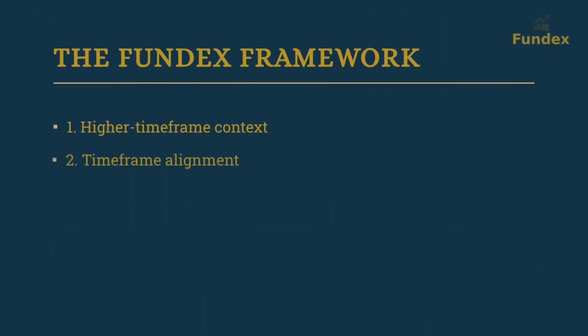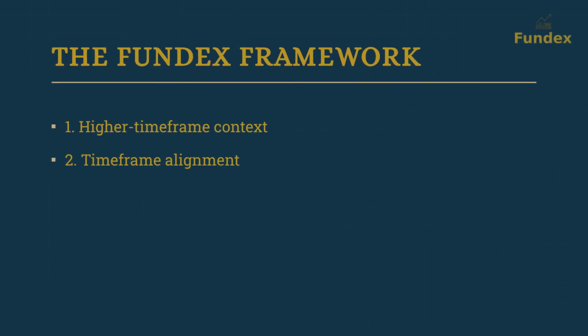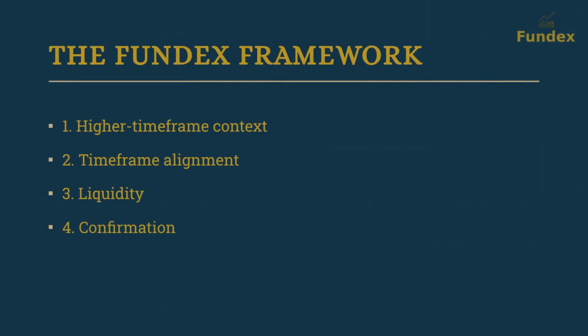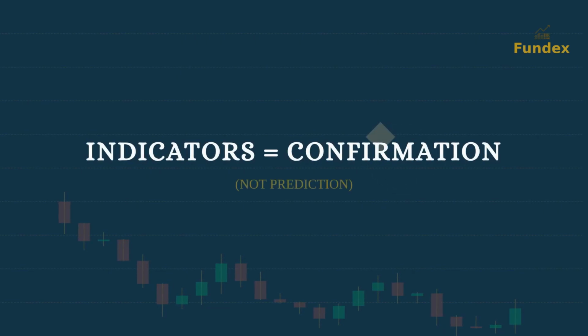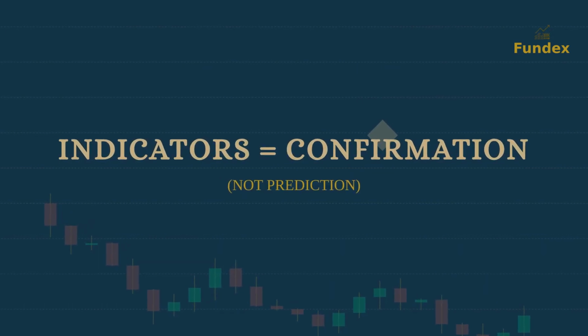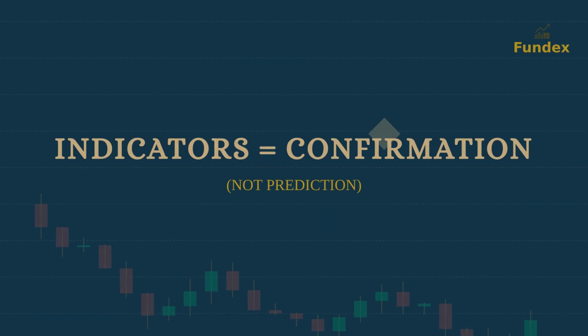First, higher time frame context. Second, time frame alignment between the 4-hour and 1-hour charts. Third, liquidity. And fourth, confirmation through my engulfing candle or diamond pivot indicators. The important point is this: I am not using these indicators to predict the market. I use them to confirm what price is already showing me. That difference is extremely important. So let's go to the charts.